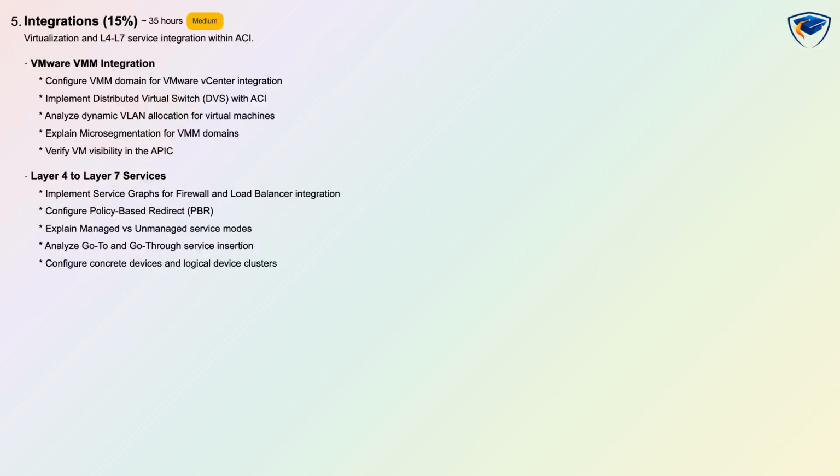Integrations is 15% of the exam, medium difficulty, and suggests roughly 35 hours with hands-on and conceptual assessment. You will configure VMware VMM domains for vCenter integration, implement distributed virtual switches and dynamic VLAN allocation, enable micro-segmentation for VMM domains, and verify VM visibility in APIC.